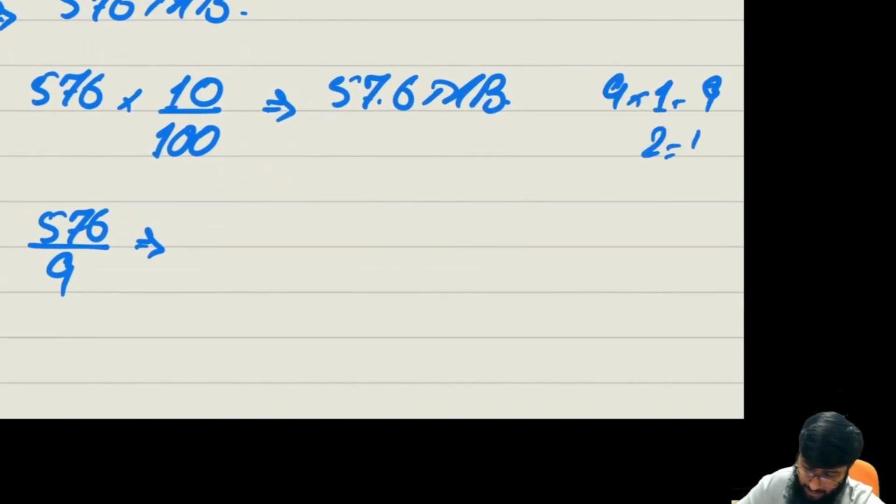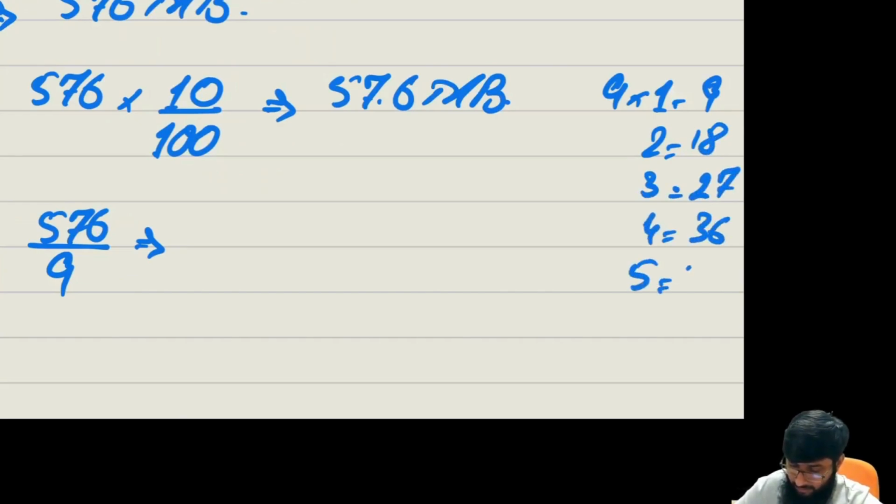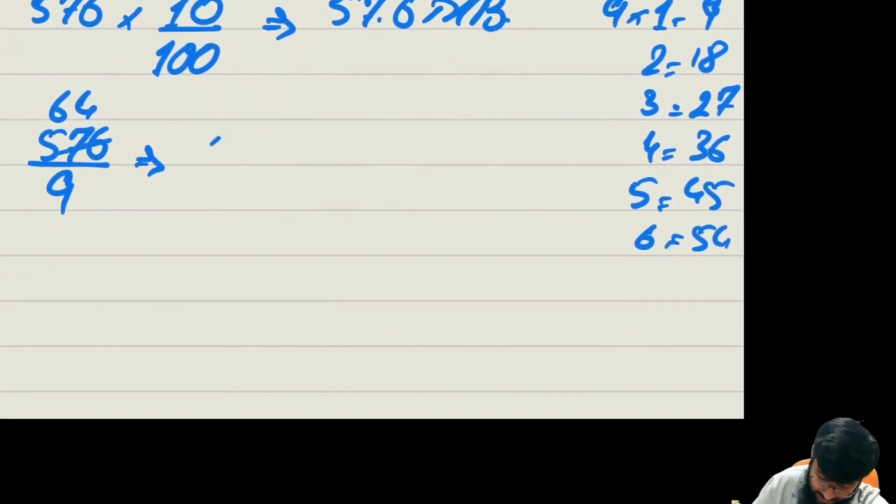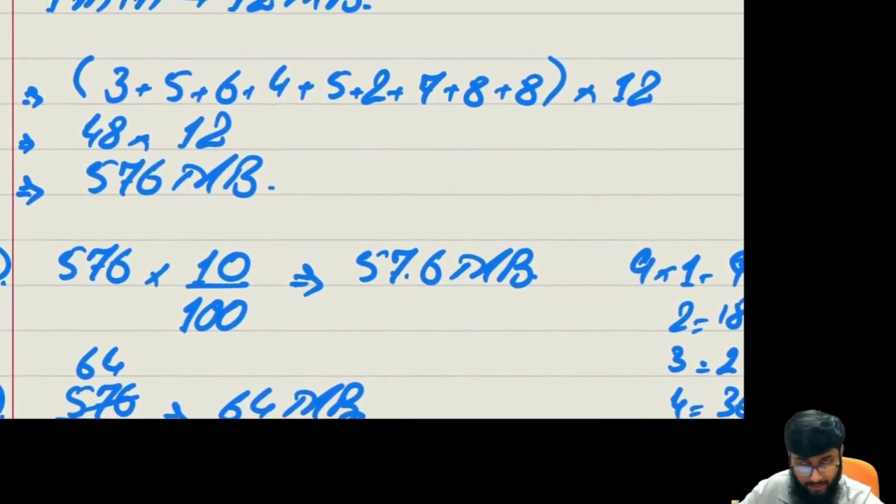9 18 27, 36, 45, 54. Yeah, I was right, 9 6s are 54. Okay, 3 is left over here, so that will give you 36. So 9 4s are 36. That means 64 megabytes is the average size of the MP3 tracks.